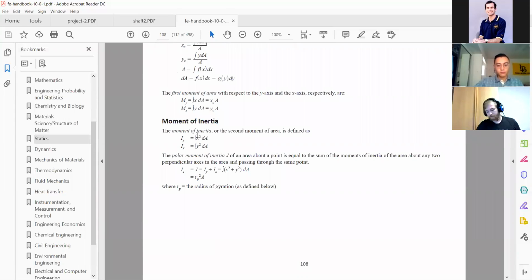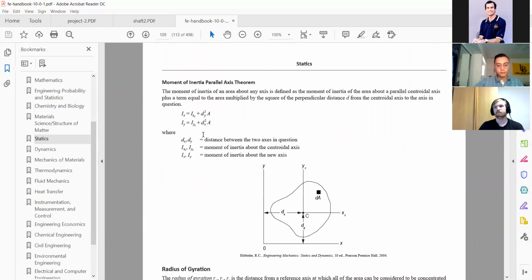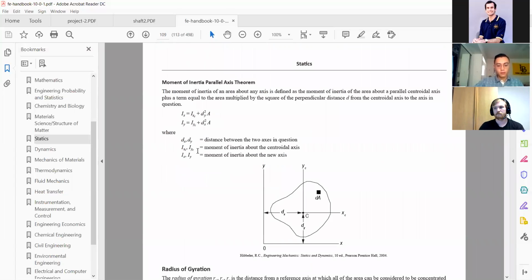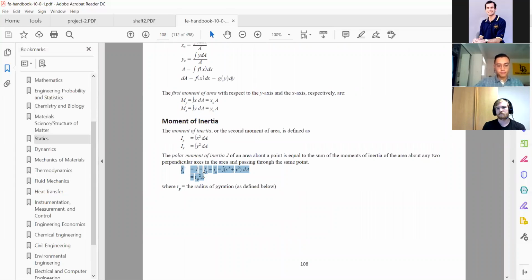Same with moment of inertia, second moment of area. This is integral of x squared dA instead of just x dA. Polar moment for polar coordinates, or a little bit more ugly looking.